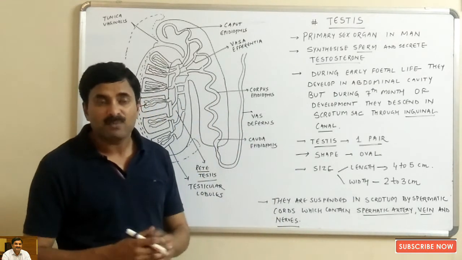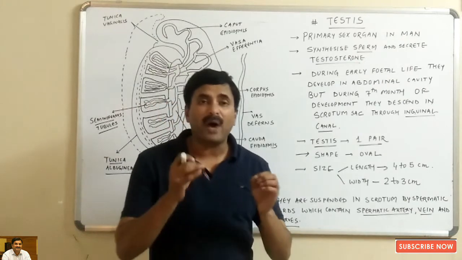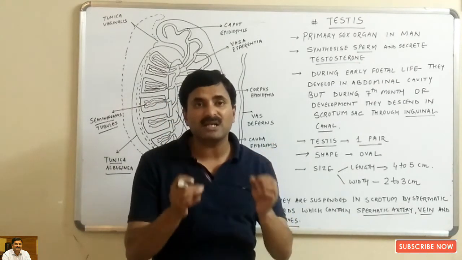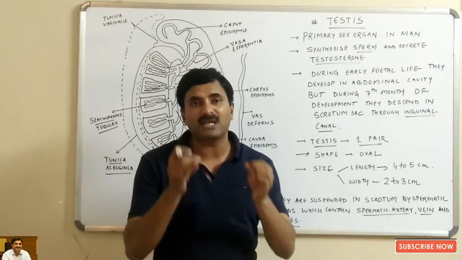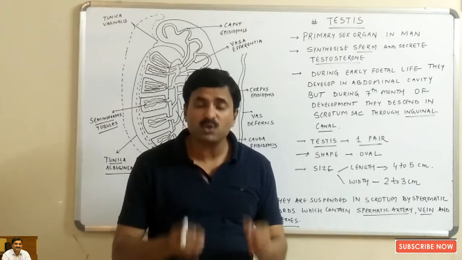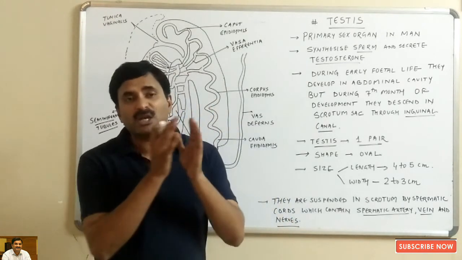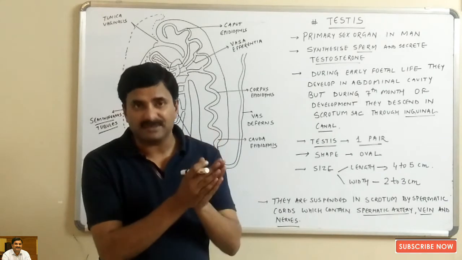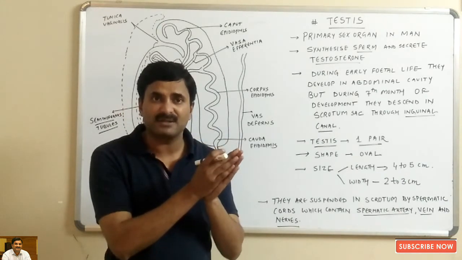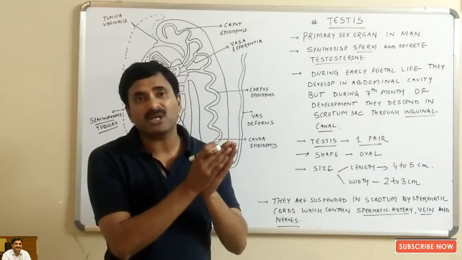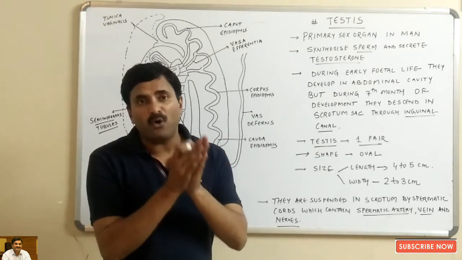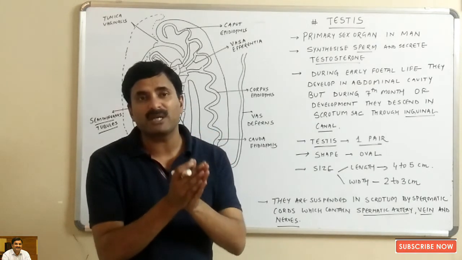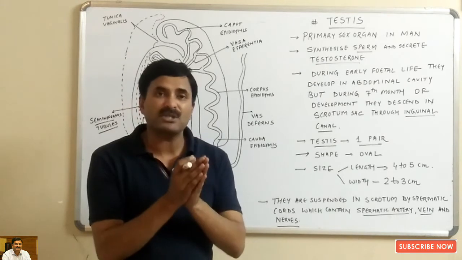The inguinal canal. Now the question arises: why do the testes descend down from the abdominal cavity into the scrotum sac? The answer is that the human body temperature is high. It's roughly 37 degrees Celsius. So the temperature is high, and for the maturation of the human sperms, a low temperature is required.